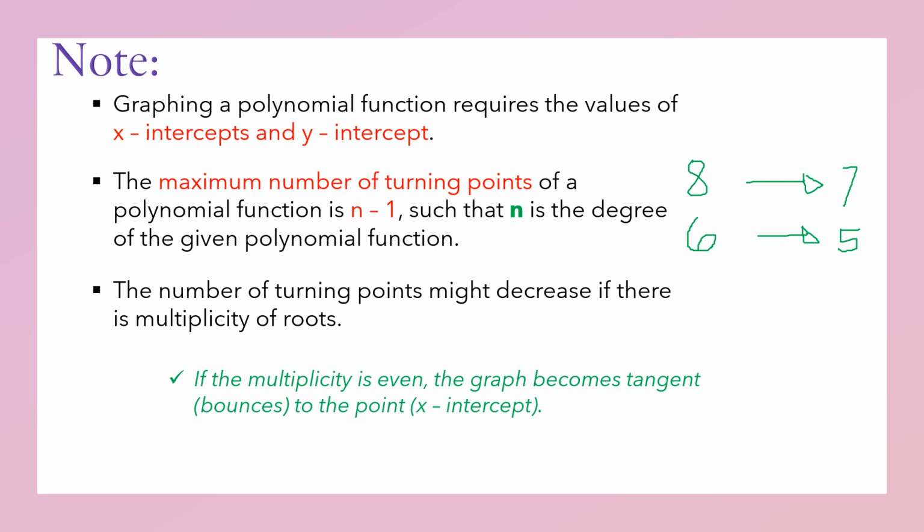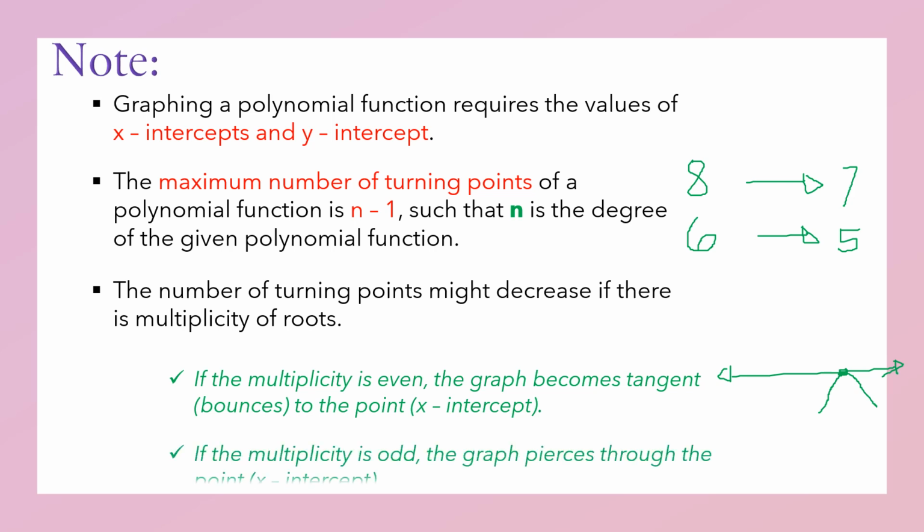If the multiplicity is even, the graph becomes tangent, or bounces at the point or the x-intercept. To visualize it, for example, this is our x-axis, and we have a point whose coordinates have a multiplicity of 4. Our graph will be bouncing on it, so it will not be able to pierce through. Just like this one, for a multiplicity of 4 or multiplicity of 6. That is the effect of the multiplicity in graphing a polynomial function.